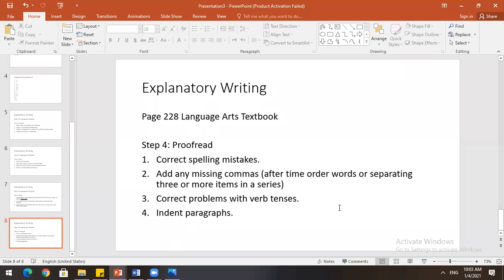Miss, what is the last thing? What is number 4? Oh, sorry. Indent paragraphs.